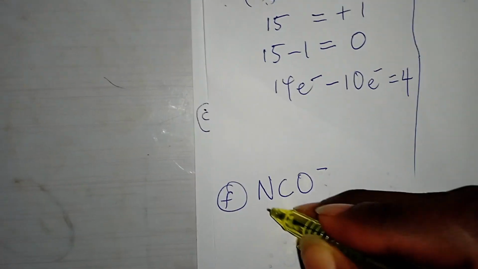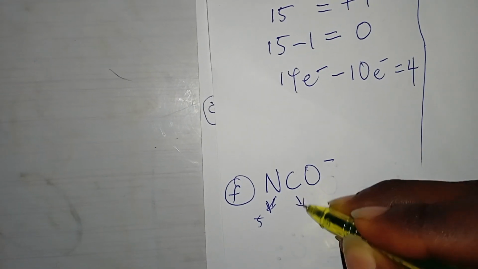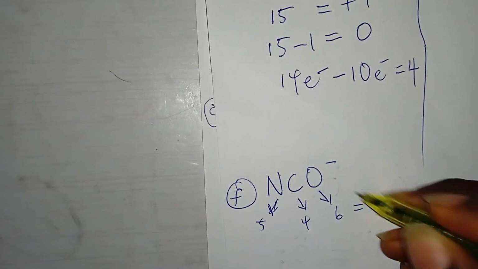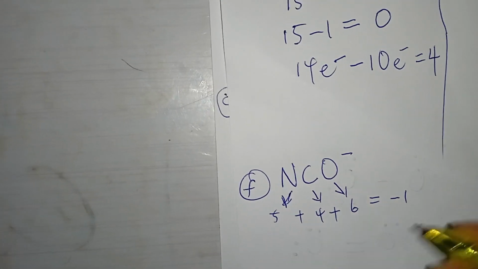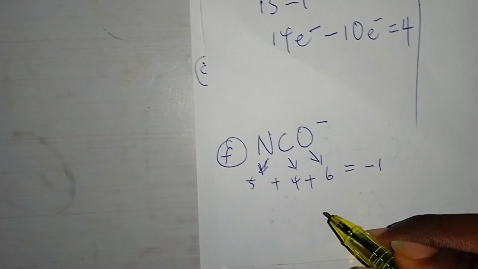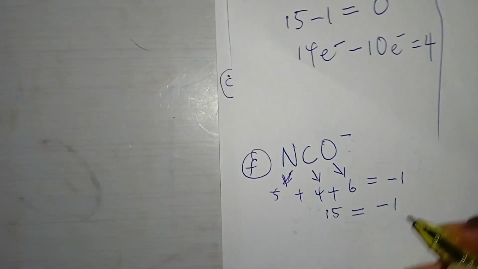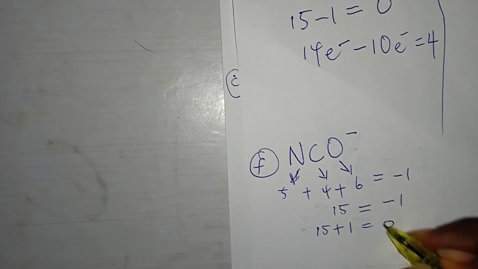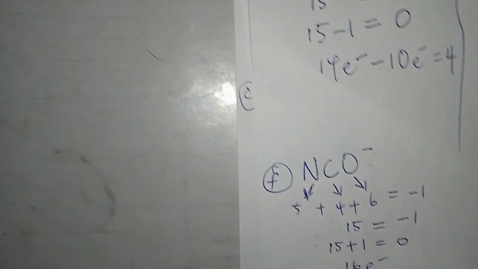Let's go to the last question under your textbook. Now NCO minus: the valency of nitrogen is 5, carbon is 4, oxygen is 6, all equals to minus 1. So when you add it, 4 plus 6 is 10, 10 plus 5 is 15, equals to minus 1. Whenever you see minus, it will definitely add up. This is 15 plus 1 equals to 0. So 16 electrons.